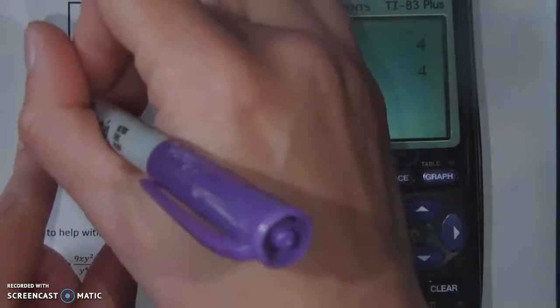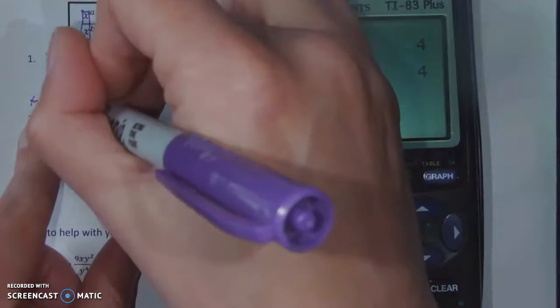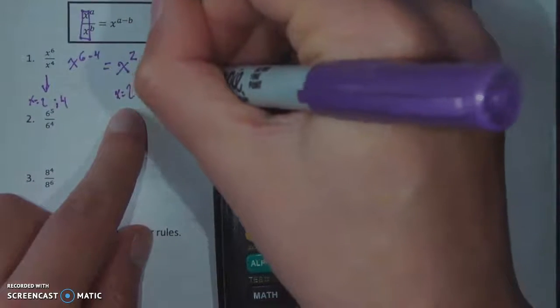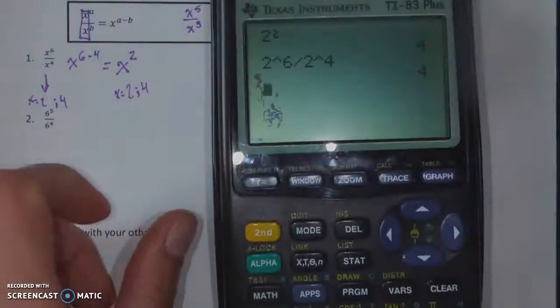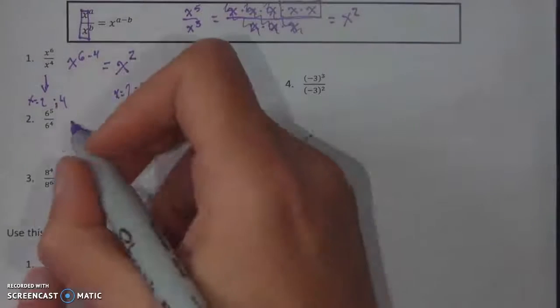So that shows me that if x equals 2, I get 4. And if x equals 2 here, I get 4. So that's just me checking my work. Now I can do that here with 6 to the 5th over 6 to the 4th.